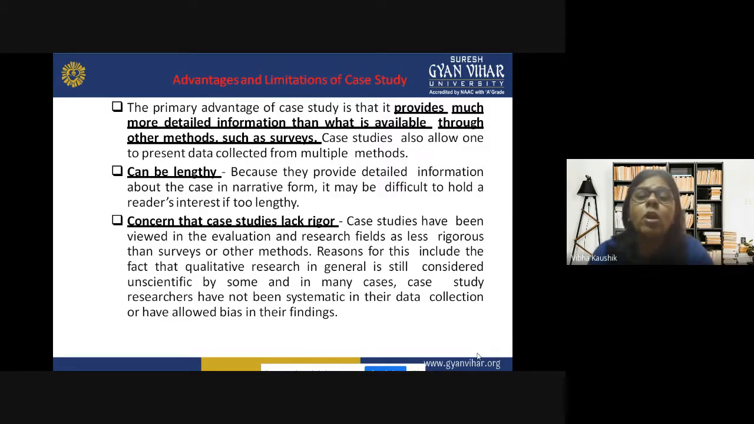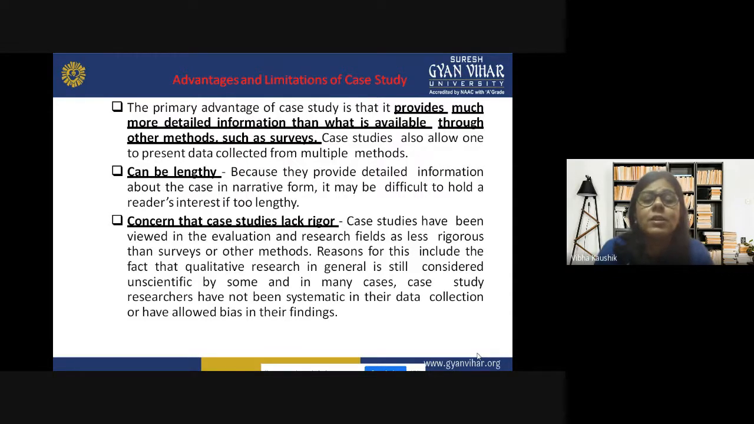Case study also allows one to present data from multiple methods. Means with the help of case study methods, it allows one to present the data collectively from multiple methods. Case studies can be lengthy because they provide detailed information about the case in narrative form. Sometimes it is difficult to hold a reader's interest if the case study is too lengthy.